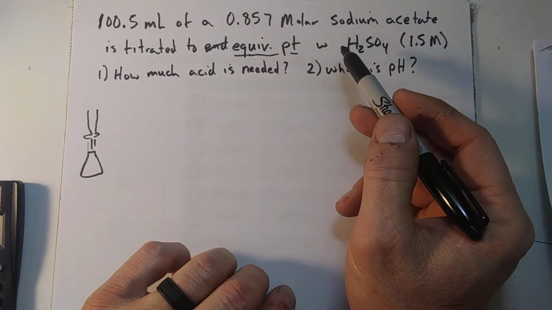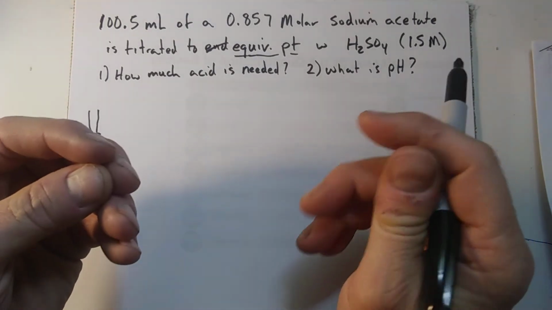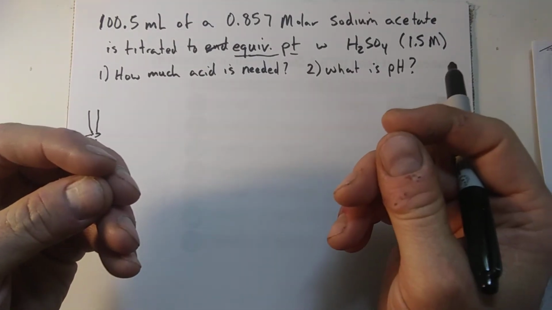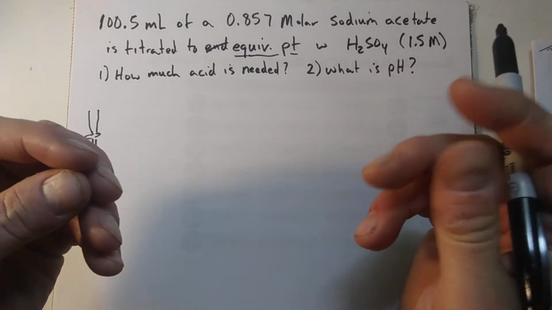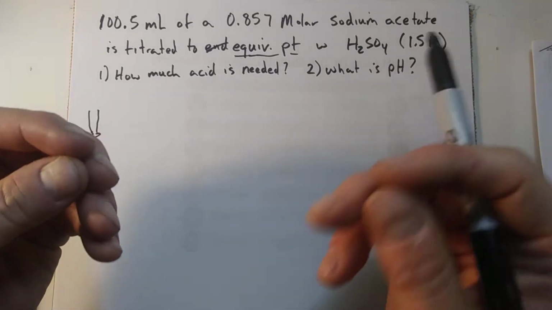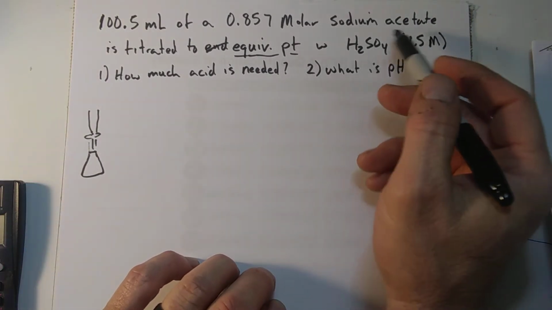What that means is that the number of acidic protons is equal to the hydroxides within the base, or the acetates within the base. The negatives cancel the positives. You came to a perfect equivalence point. So let's look at the reaction they give us.